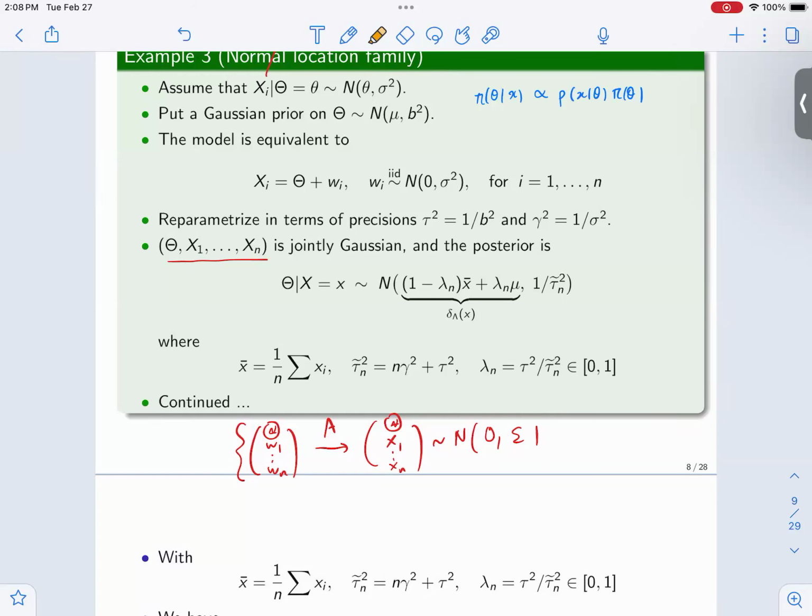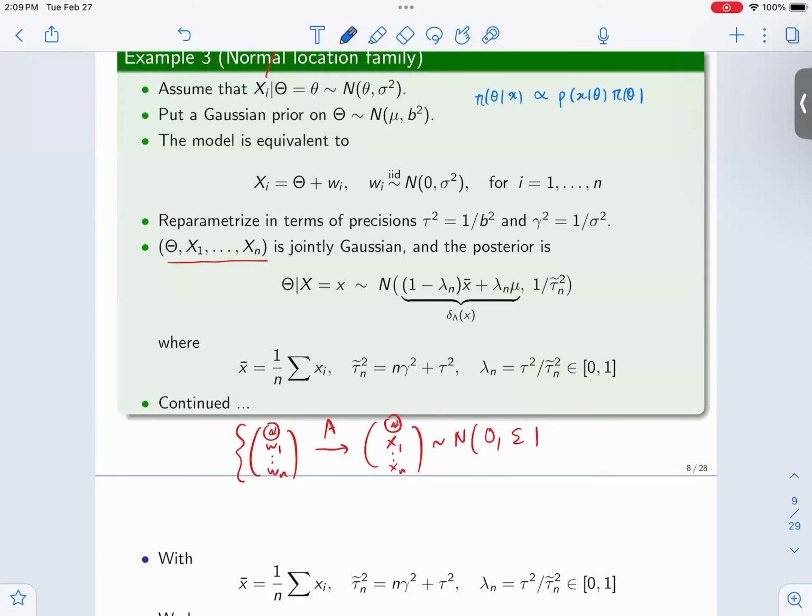So the end result is something like that, and what we have is a normal distribution with mean being a linear combination of the prior mean, which is mu, and what turns out to be the MLE in this case, which is the average of the xi's. This lambda n you can write as the ratio of tau squared, which is 1 over b squared, where b is the variance of the prior. So tau squared is really the precision, the inverse of the variance, called the precision. So the precision of the prior is divided by this tau tilde.